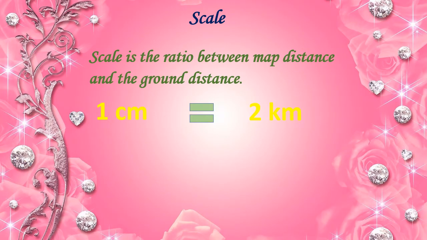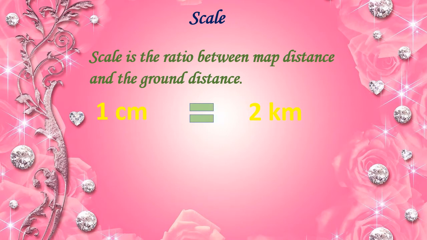Now let's learn about scale. What is a scale? Scale is a ratio between a map distance and the ground distance. Children, when we draw a map of a region or an area, it is impossible to copy the complete Earth's surface on a single sheet of paper. Why? Because the Earth is very vast and a sheet of paper is very small. So it is impossible to copy the complete exact Earth's surface on a single sheet of paper.